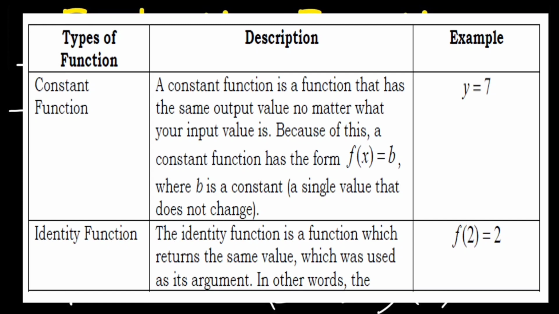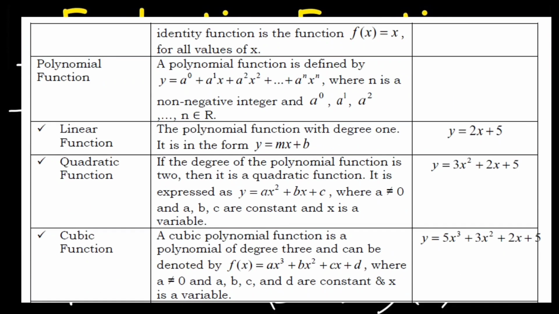Identity function. The identity function is a function which returns the same value which was used as its argument. In other words, the identity function is the function f of x is equal to x for all values of x.